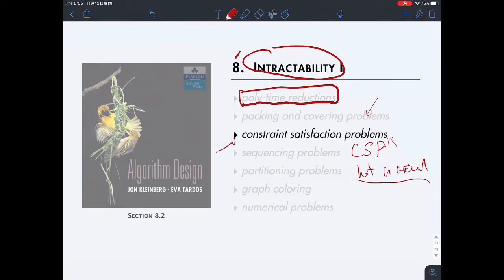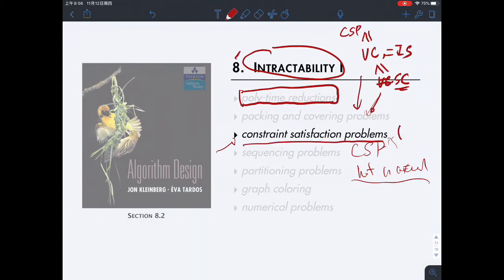And then we started looking into a number of reductions, right? We start with the vertex cover and the independent set, and we establish their equivalence. Then we say that the set cover is harder than the vertex cover, and vertex cover is also harder than the CSP problem. CSP is the constraint satisfaction problem, right? So this is the landscape, and now we are going to continue our discussion.